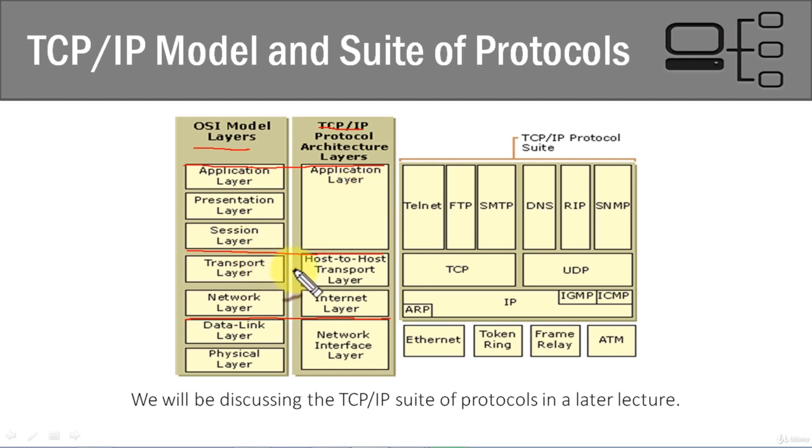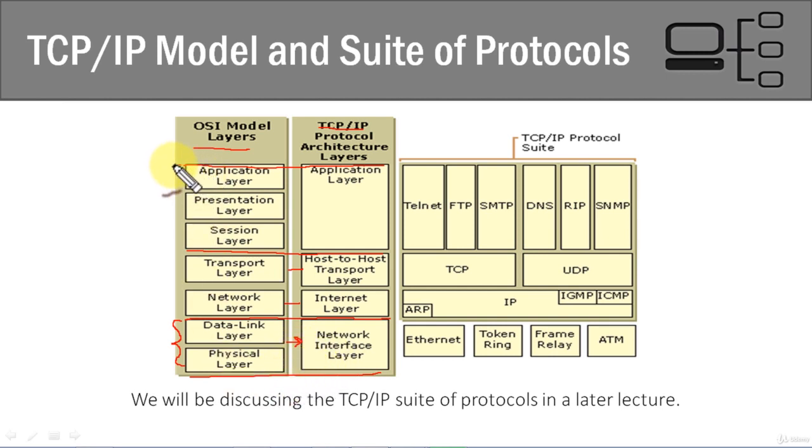These two layers are the same. Our transport layer is the same as our host-to-host transport layer here. Our network layer is the same as our internet layer. And down here at the bottom again, they combined the data link and the physical layer of the OSI and just called it the network interface layer. So all the different things that we're going to talk about down here when we talk about the OSI model are going to align to this one layer, the network interface layer.